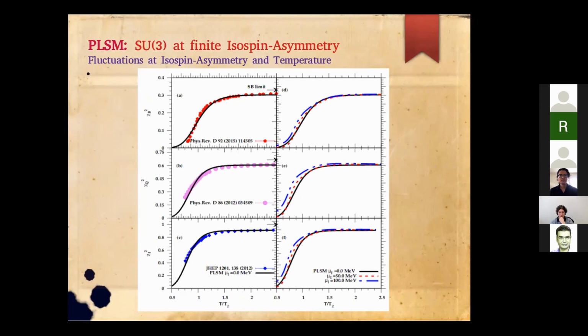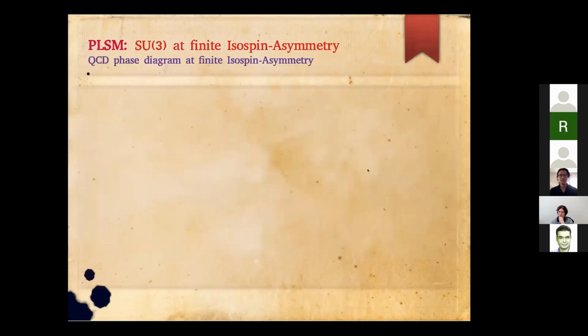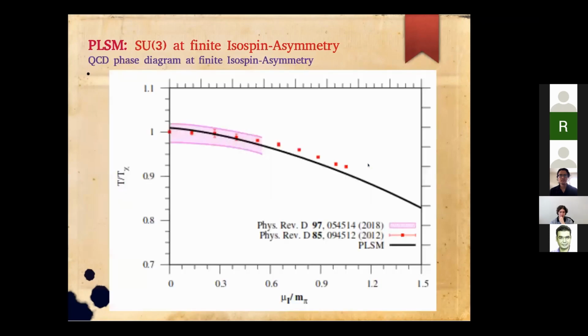And we compare our results with the lattice, and our expectations are given in the right-hand panel of our graph. Here I'm just showing you again the fluctuations at varying isospin chemical potential. At zero chemical potential, compared with lattice, we can see excellent agreement, and here are the expectations at finite isospin and so on.